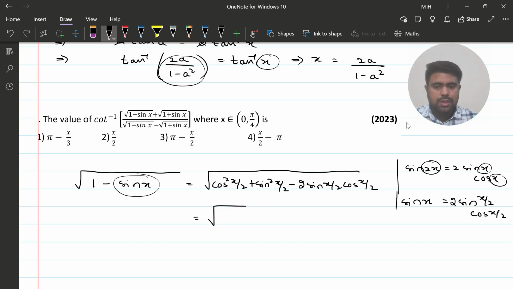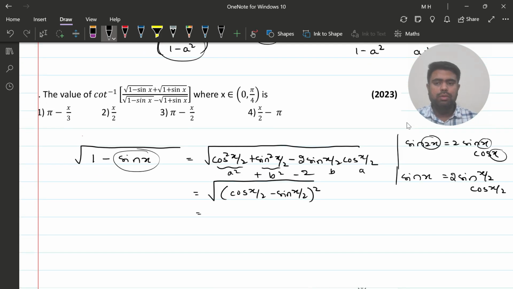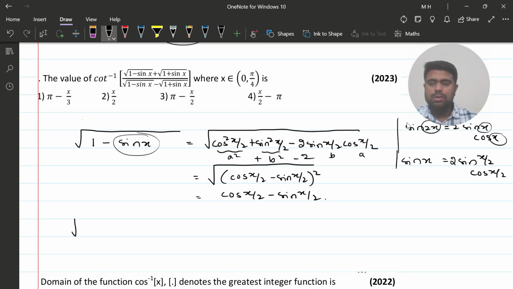So why did I do this? Because you can see cos square x by 2 plus sin square x by 2 minus 2 cos sin is going to be of the form a square plus b square minus 2ab, right? So what is it going to be? It is a minus b whole square, that is cos x by 2 minus sin x by 2 the whole square. So if I take the root of it, what I am going to get is cos x by 2 minus sin x by 2. So this is what I'm going to get. Okay, and if I take up root of 1 plus sin x, similarly it is going to be this one, right?